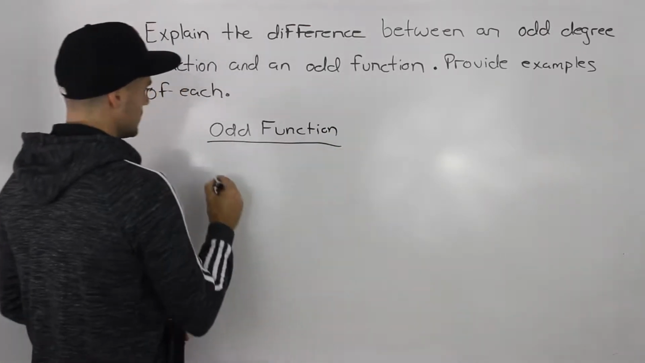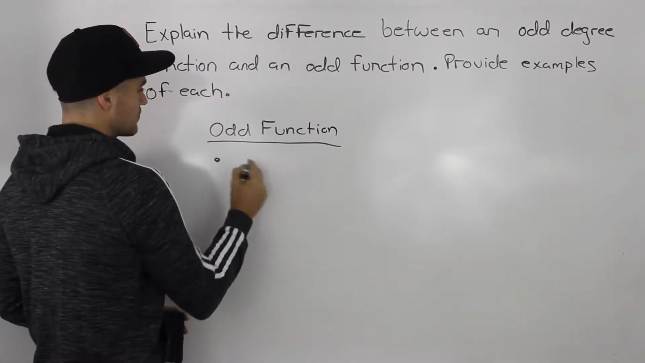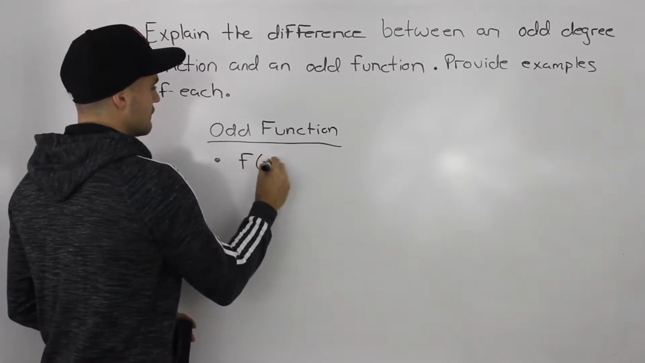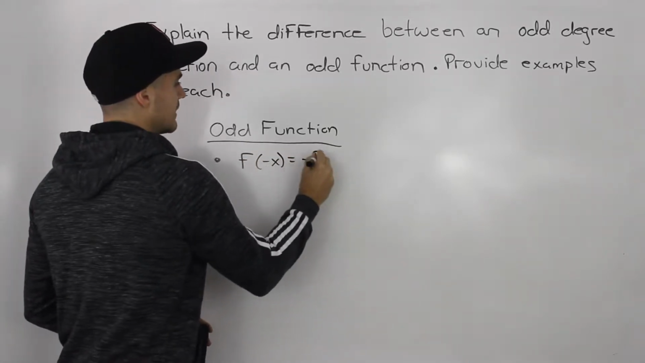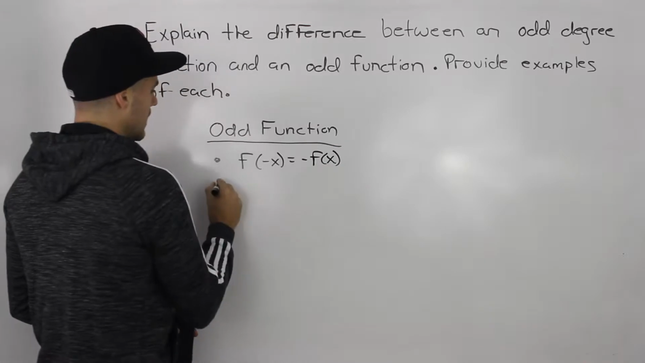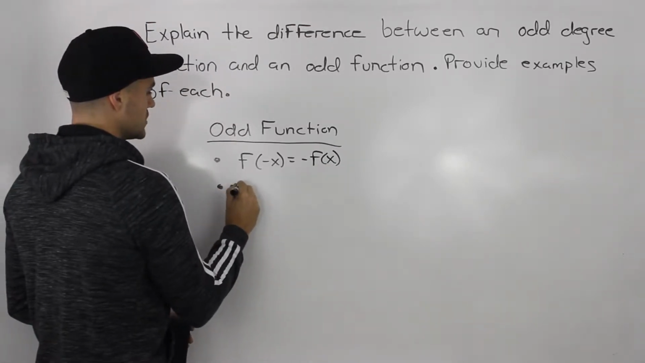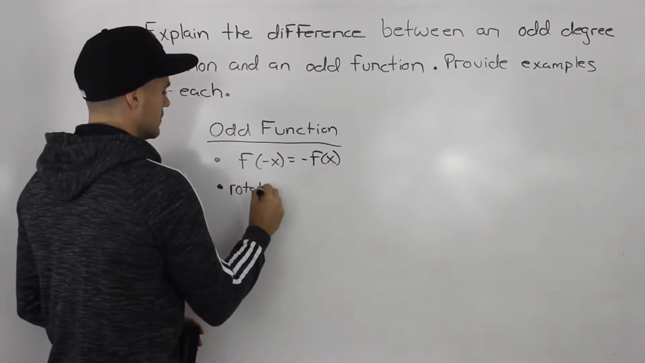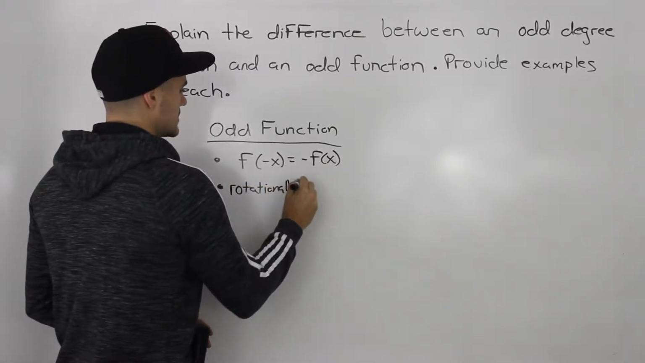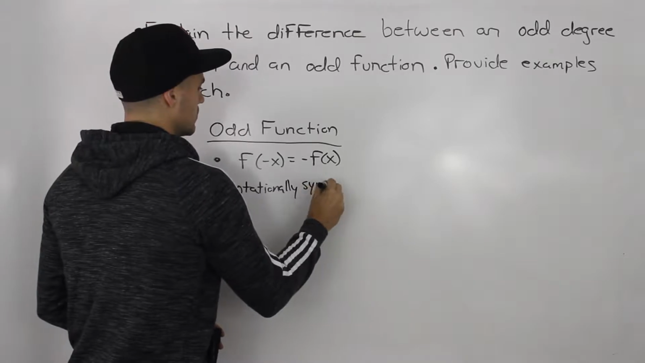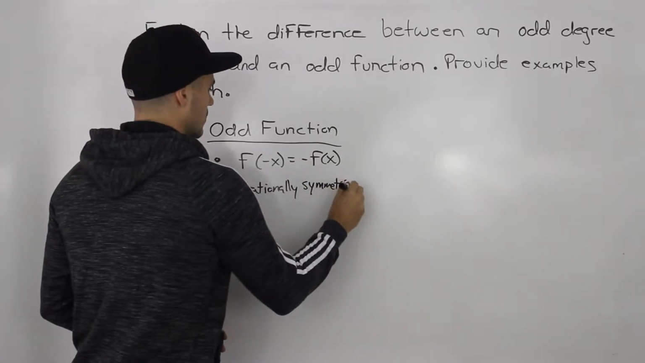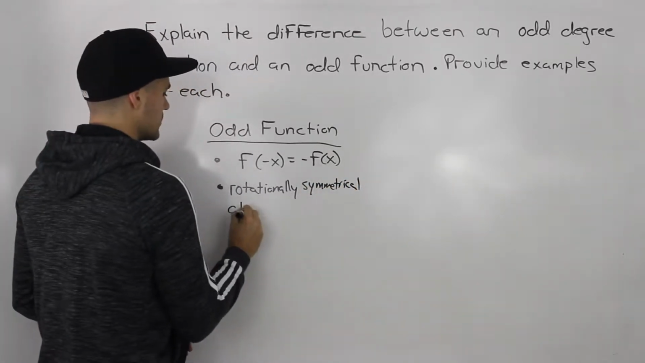Now, an odd function, if you remember, it basically algebraically satisfies f of negative x equals negative f of x. And graphically, it is rotationally symmetrical about the origin.